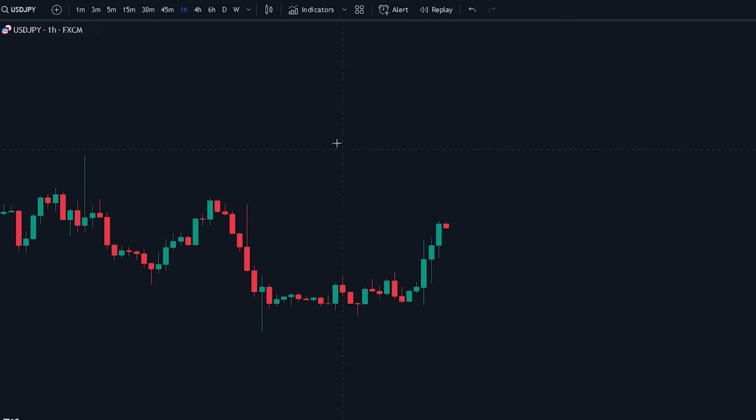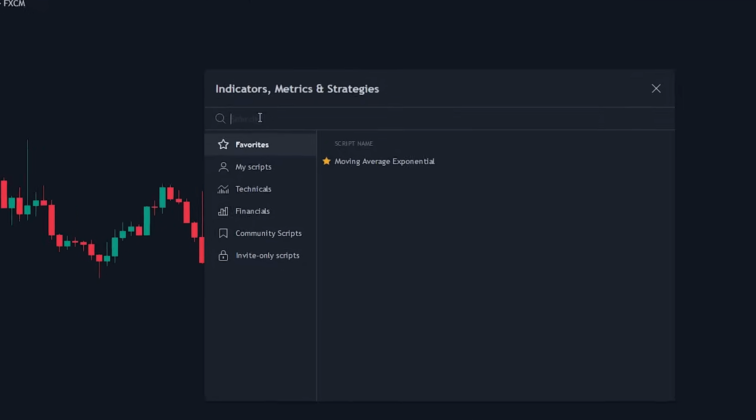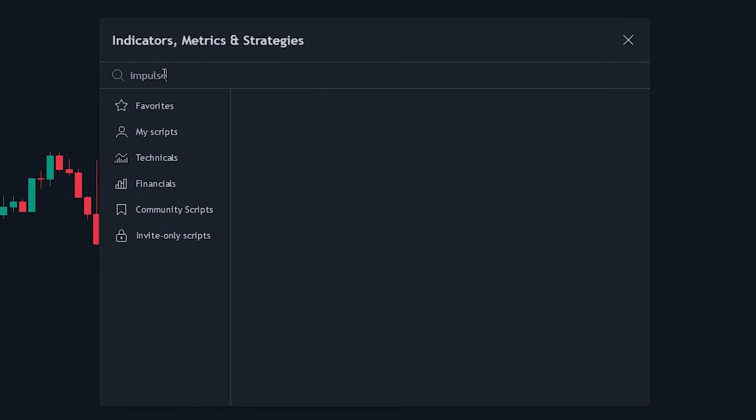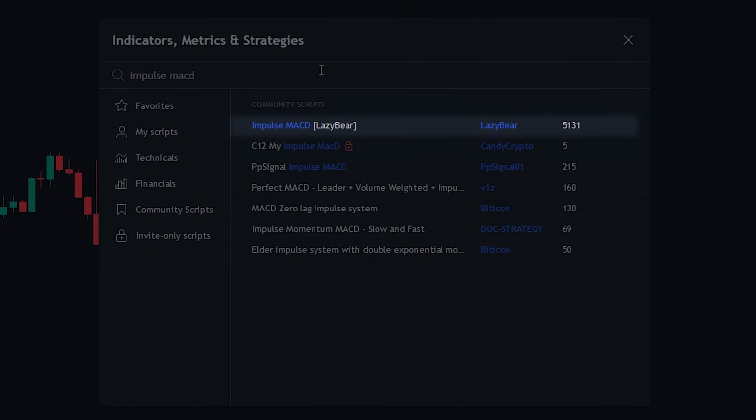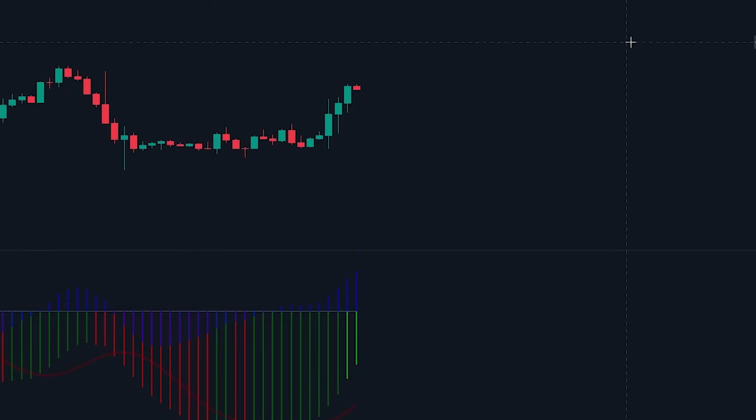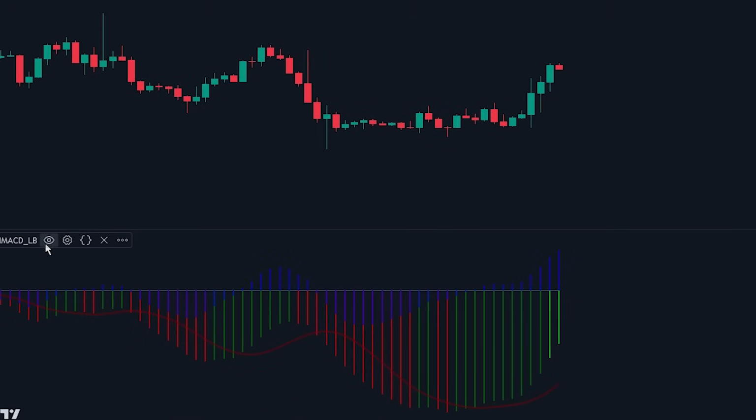Let's first add this indicator to the chart. Head over to the Indicator Search tab and search for the Impulse MACD indicator. Select the indicator made by Lazy Bear and add it to the chart. Now let's change the indicator settings.